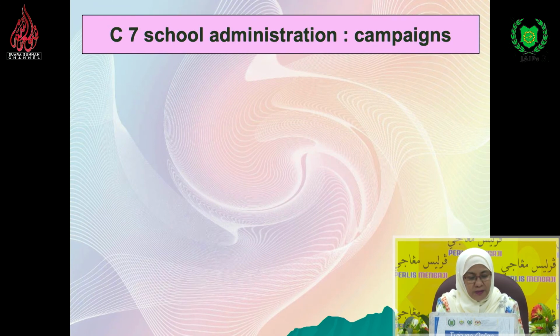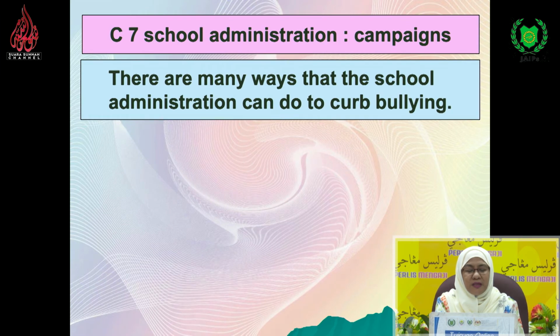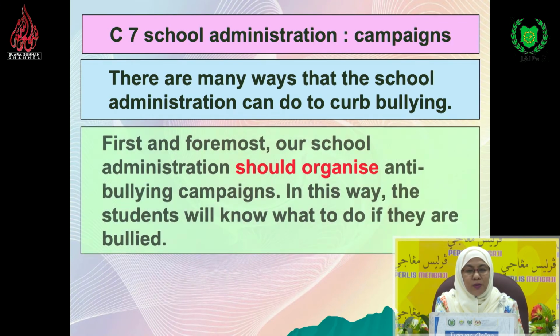All right, for example, this is the opening sentence. There are many ways that the school administration can do to curb bullying. So the point given, first and foremost, our school administration should organize anti-bullying campaigns. That is the point, organize anti-bullying campaign. And this is the elaboration. In this way, the students will know what to do if they are bullied. So this is the elaboration or the development of the point, organized campaigns.